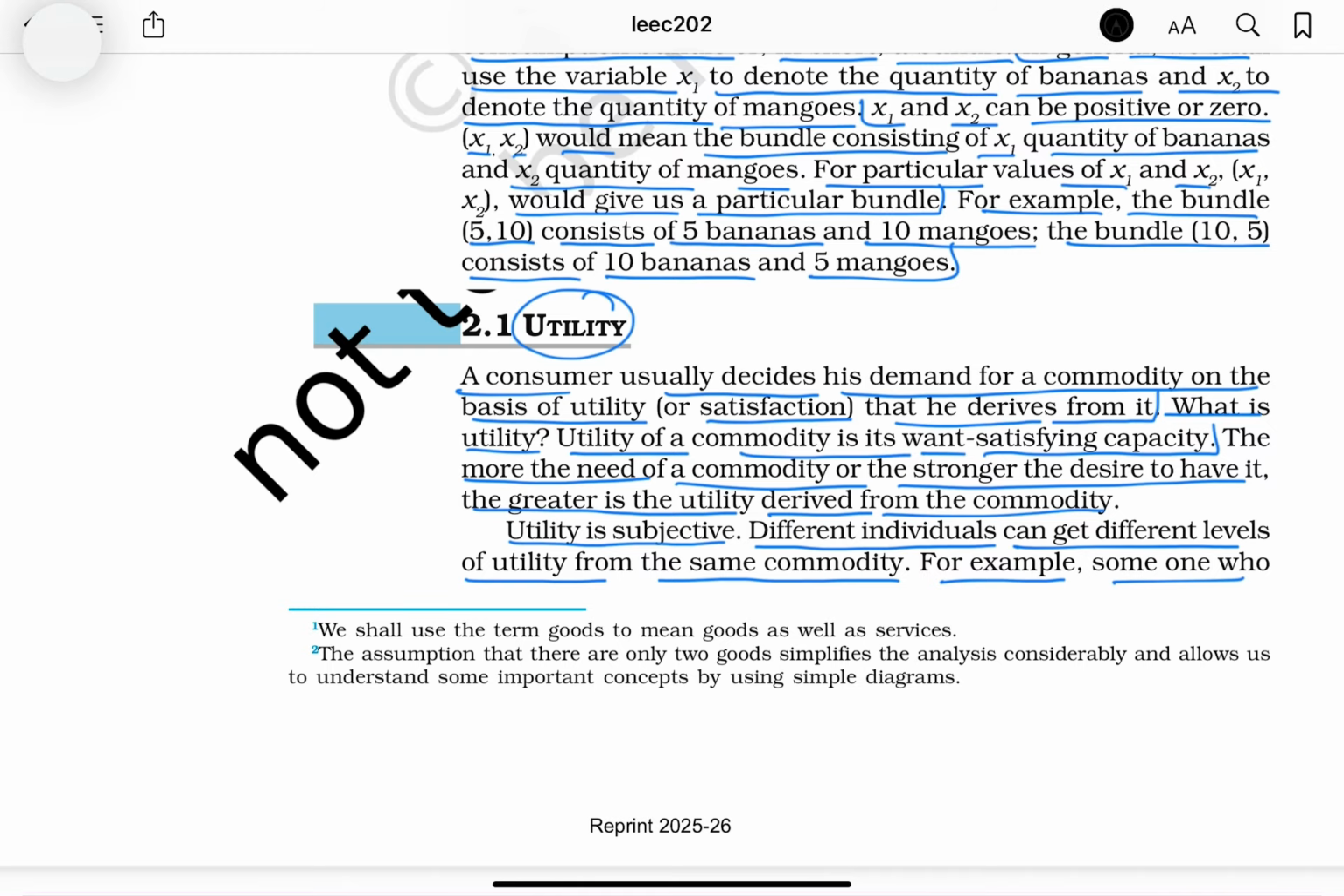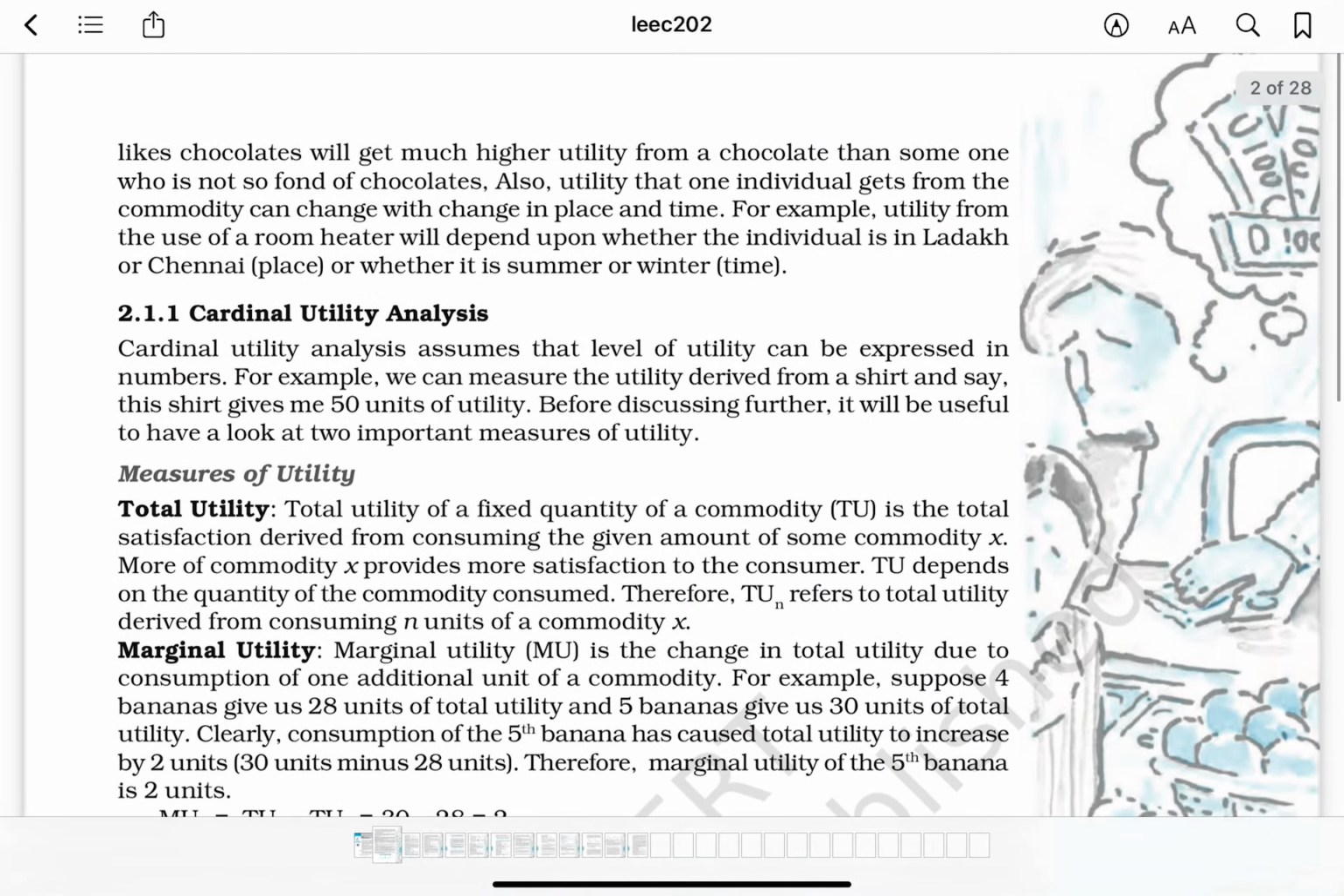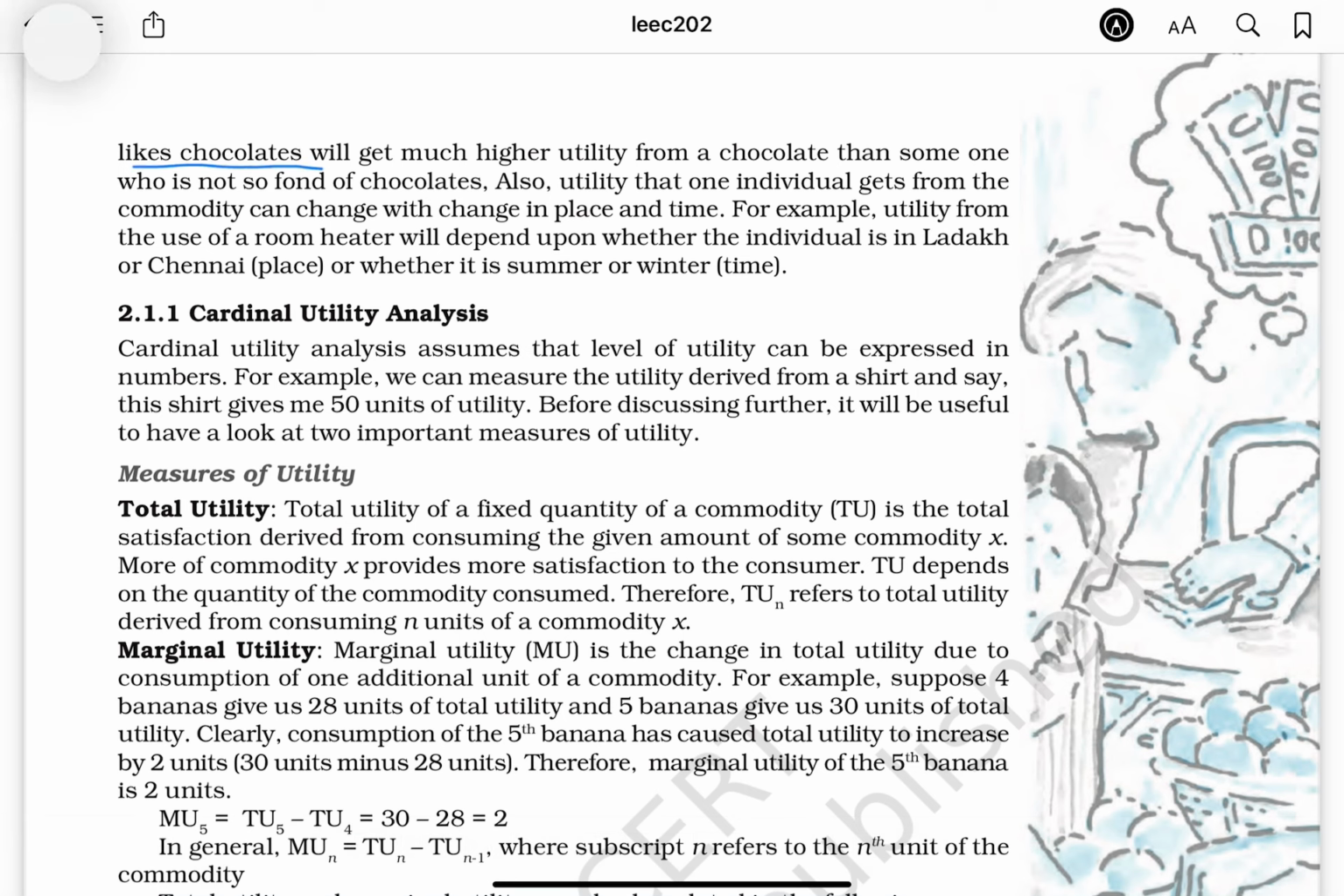For example, someone who likes chocolates will get much higher utility from a chocolate than someone who is not so fond of chocolates. Also, utility that one individual gets from the commodity can change with change in place and time. For example, utility from the use of a room heater will depend upon whether the individual is in Ladakh or Chennai, or whether it is summer or winter time.